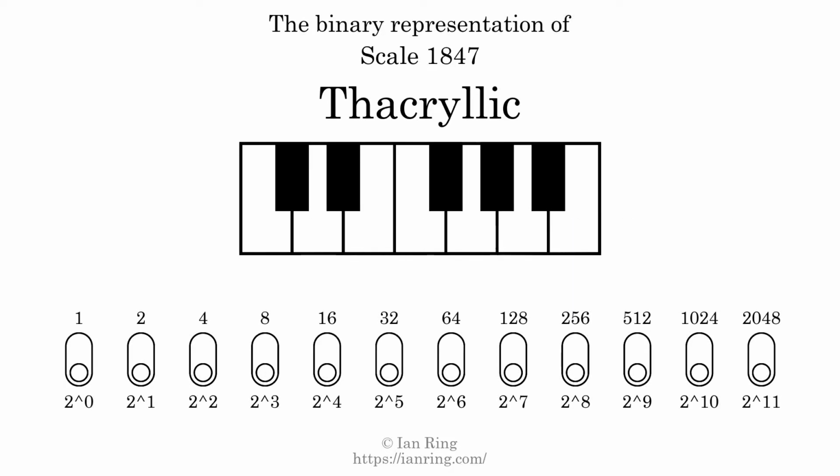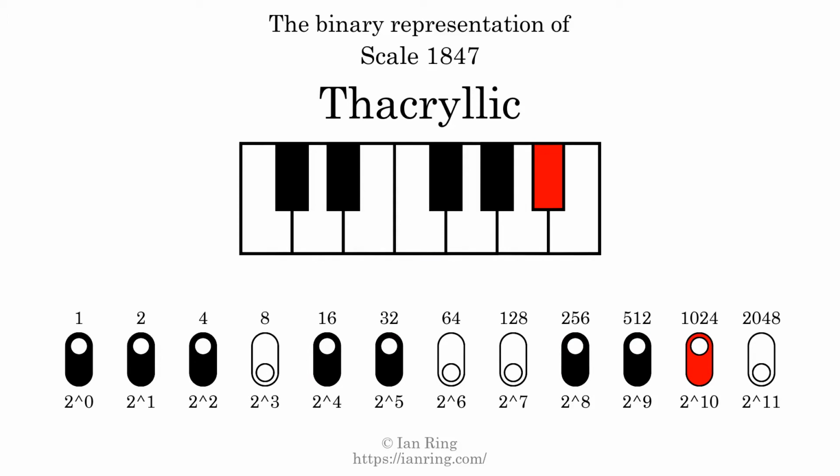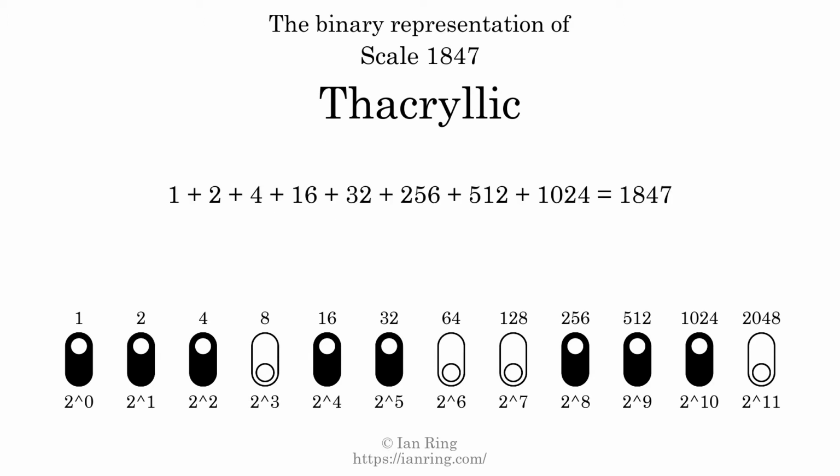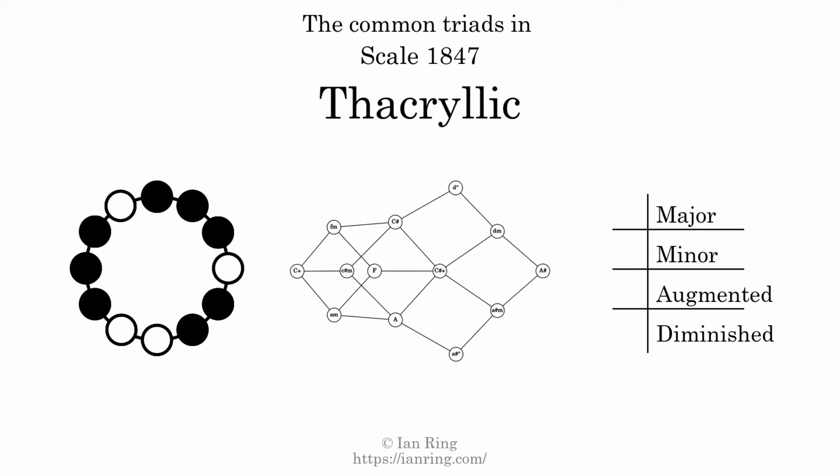The binary representation of this scale is determined by mapping tones of the scale to binary digits. Each binary digit represents a power of 2. To get the scale number, we add the powers of 2 together. The powers of 2 that are present in the scale, all added together, equals 1847. That is why the scale number, in decimal, is 1847. The scale number not only enumerates the scale with a unique index, but it also literally describes the tonal content of the scale. Represented as a binary number in base 2, the scale number is 0111001101111. Here are the common triads present in this scale.